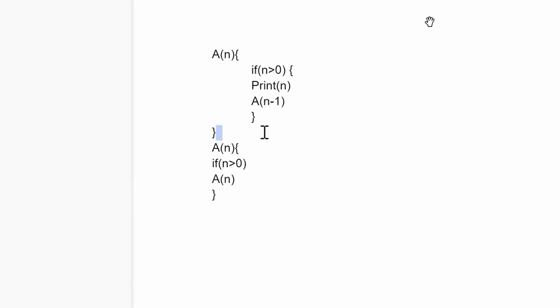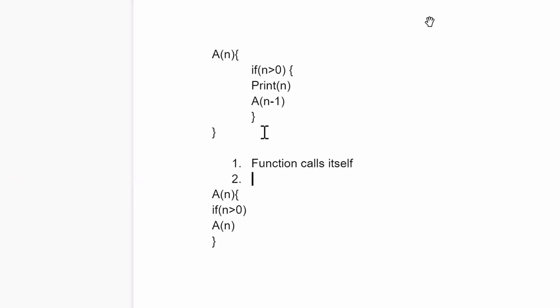There are a couple of conditions that are met here. The first condition is the function, any function, if a function calls itself, you can't think that it is recursion. Here also the function is calling itself, this might be a recursion, but there has to be one more condition met, that is the base condition, or there has to be some termination condition. Basically where our recursion stops, there has to be some termination condition.